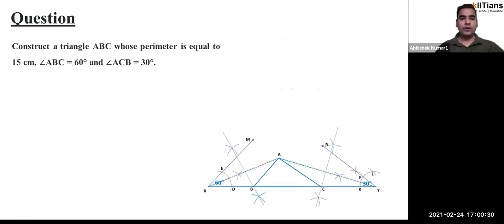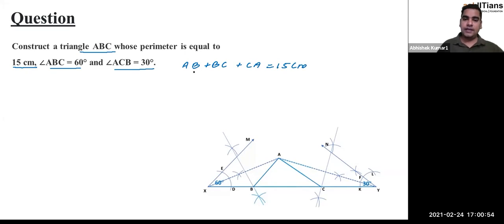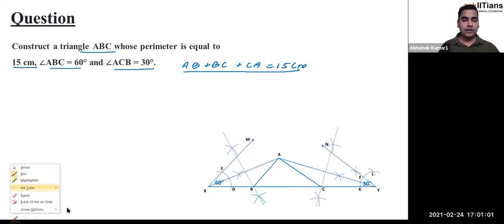So we have one example. We have to construct a triangle ABC whose perimeter is equal to 15 centimeter. Angle ABC is 60 degree and angle ACB is 30 degree. All right. So here what are we provided? We are provided AB plus BC plus CA, that's equal to 15 centimeter. So perimeter is provided and 2 base angles are provided. We have to construct this triangle. Let's see how we can do it.